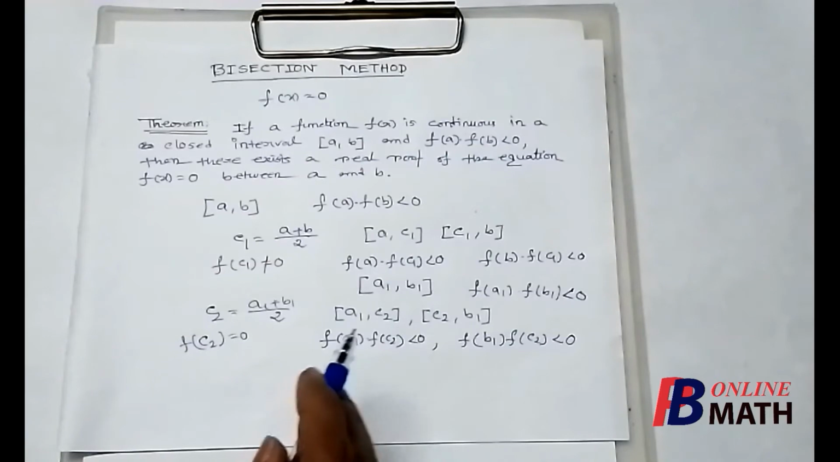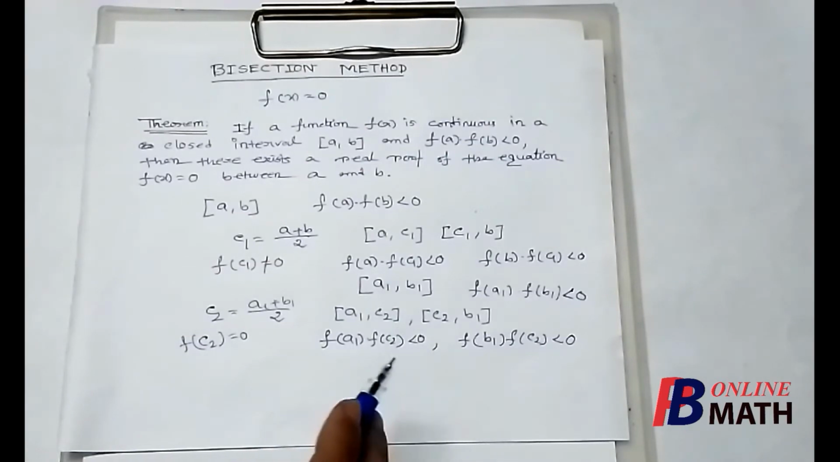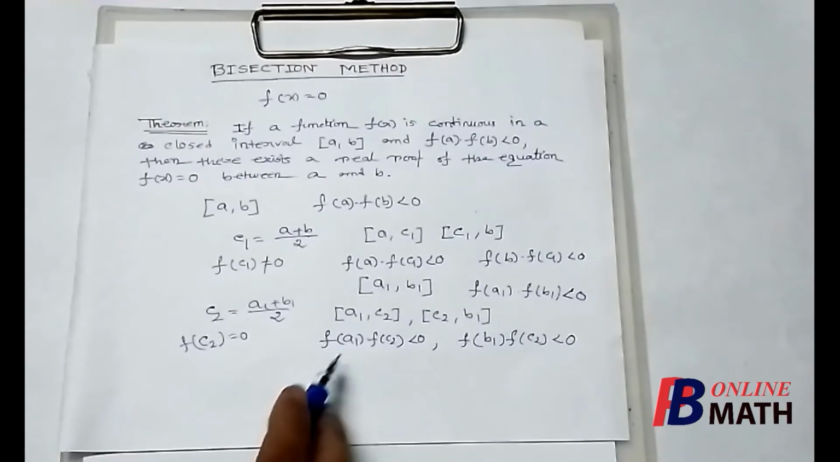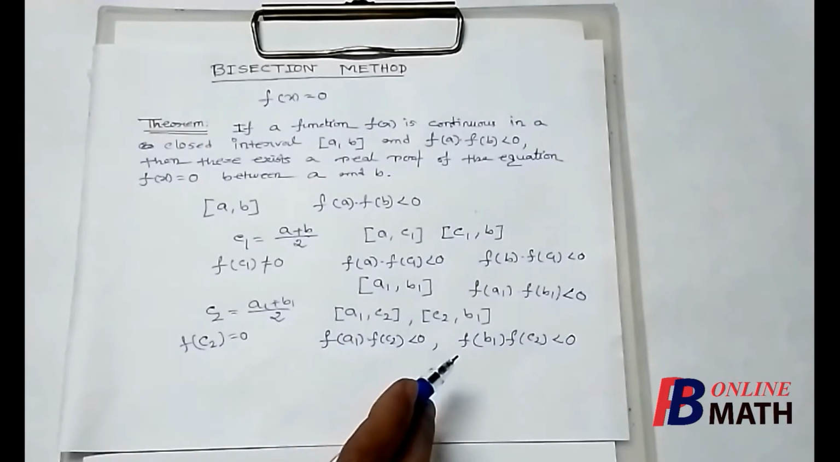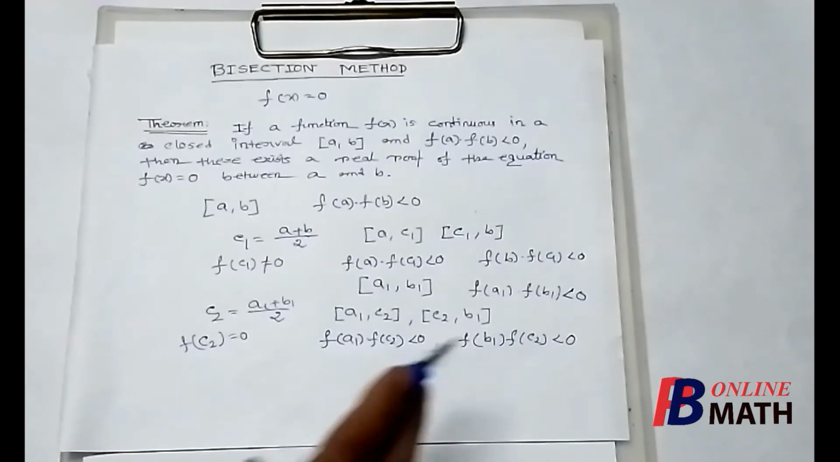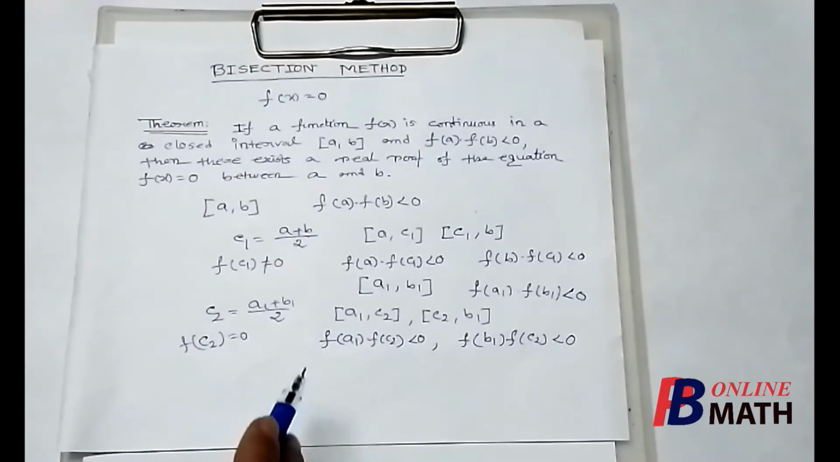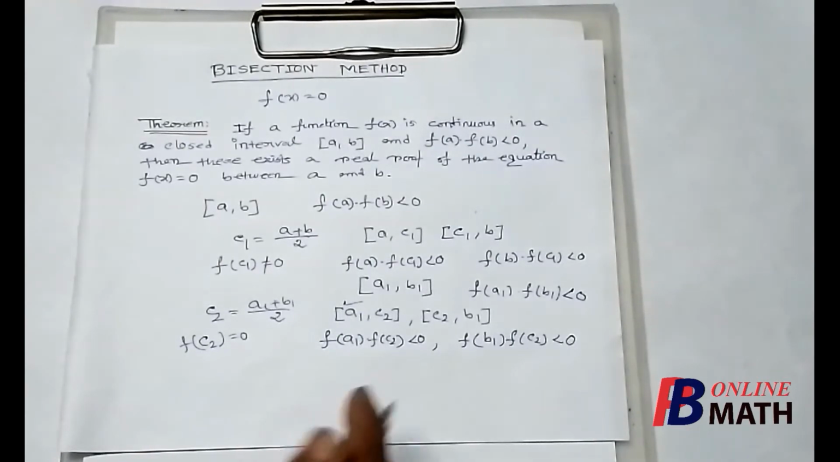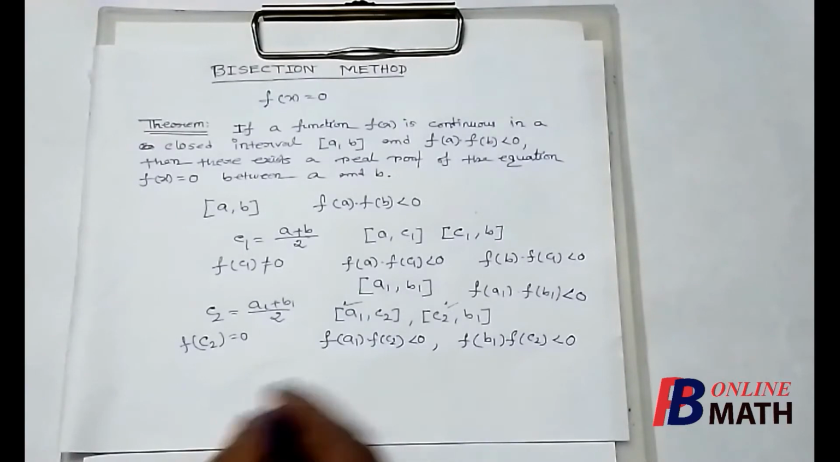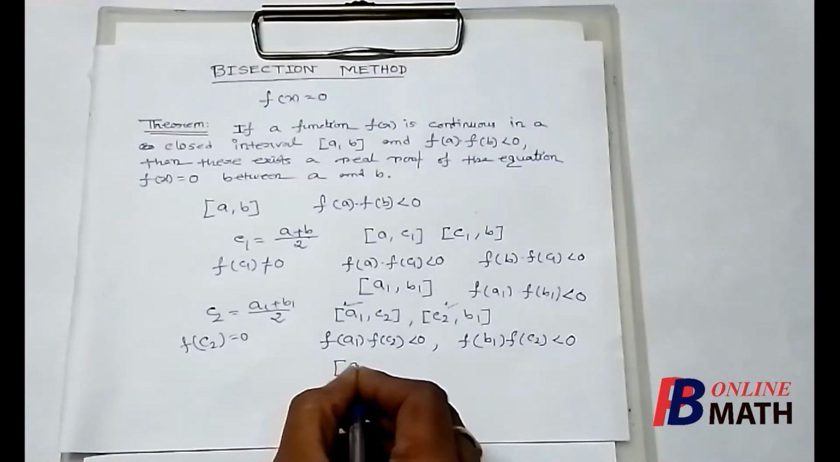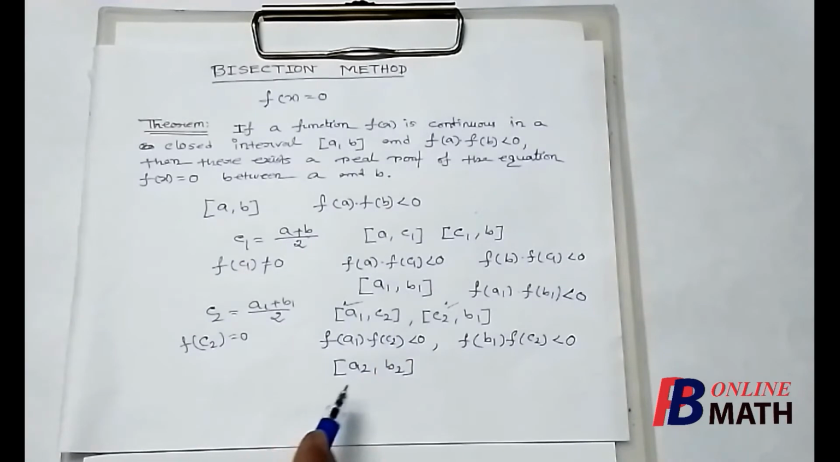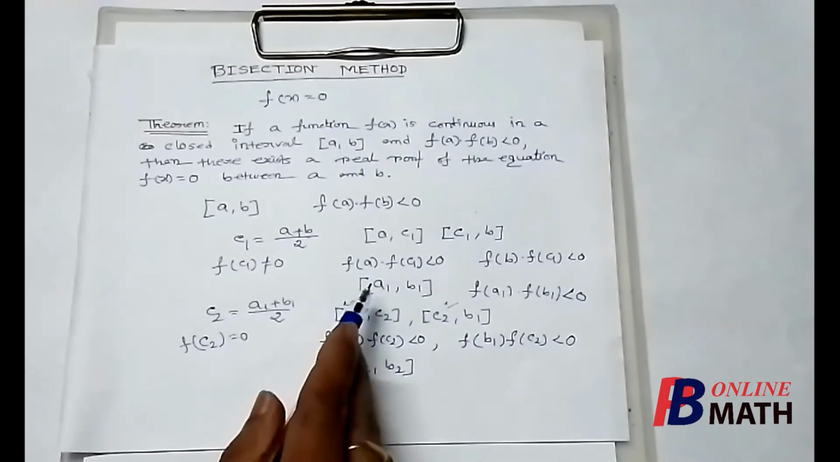Since FA1 and FB1 have different sign, either FA1 and FC2 will have different sign, or FB1 and FC2 will have different sign. So if FA1 and FC2 have different sign, then we shall use this interval as the next interval. Otherwise, we shall use this interval as the next interval. So in any way, we shall find one new interval, which we call A2 to B2. This interval is a subinterval of A1 B1.